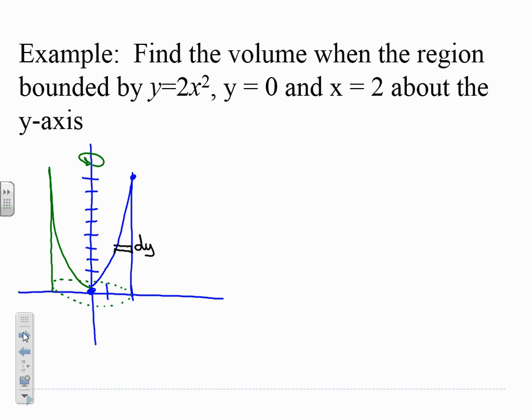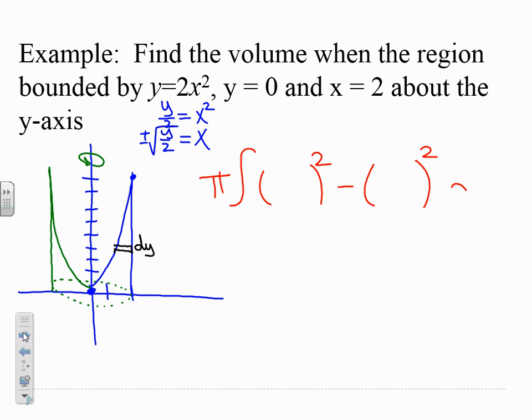If we're integrating with respect to y, let's first change this equation in terms of y. So we're going to need to solve for x. So x would be plus or minus radical y over 2. Which portion is this? The positive. Okay, so let's set up our integral. We have pi r squared minus r squared h.